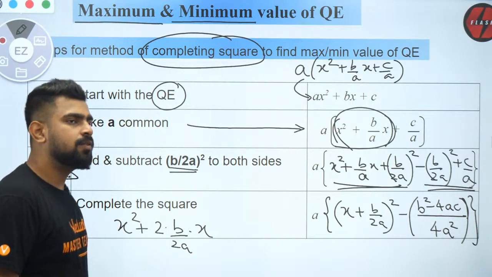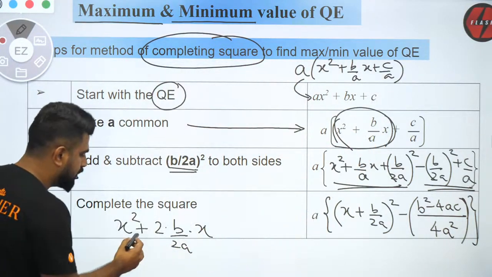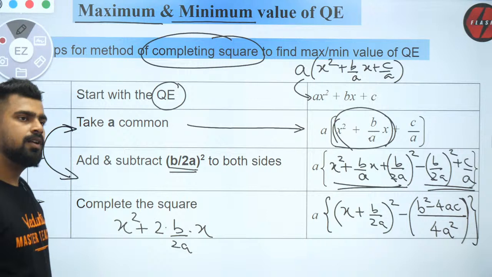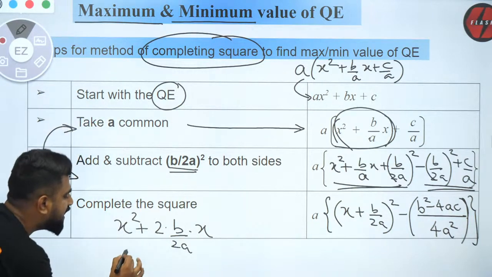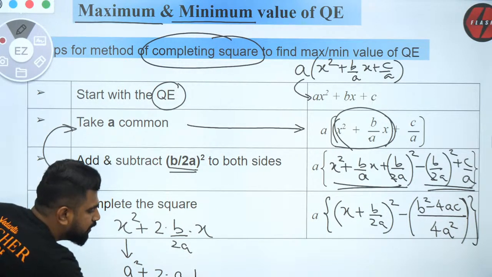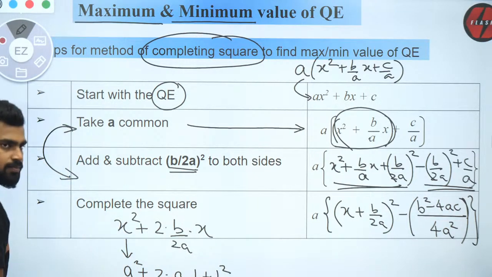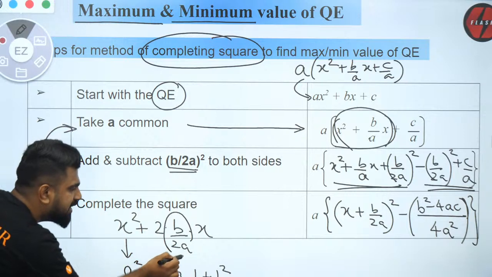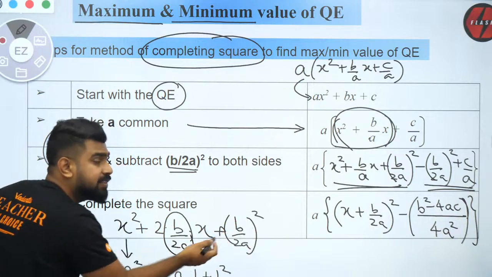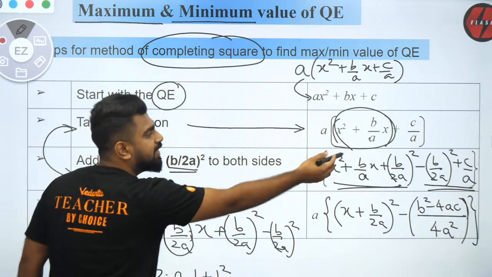Got it? What I did was, I wrote x square plus b by a x as x square plus 2 into b by 2a into x. Now can I say this is like a square plus 2 into a into b? So if I want to complete the square, I need to add b square. What is the b here? B is this term. So I need to add b square, but I can't simply add, I have to subtract also. That is what I did here.